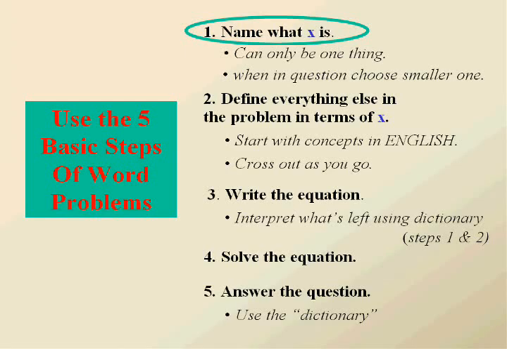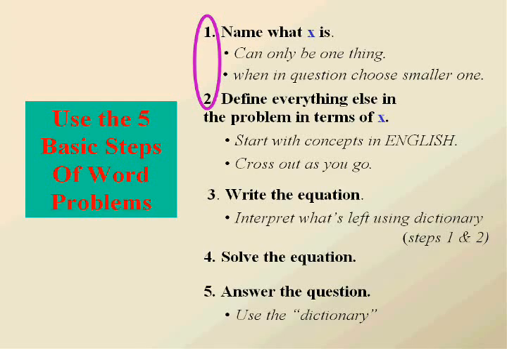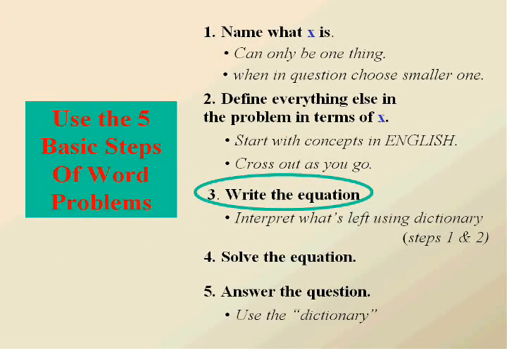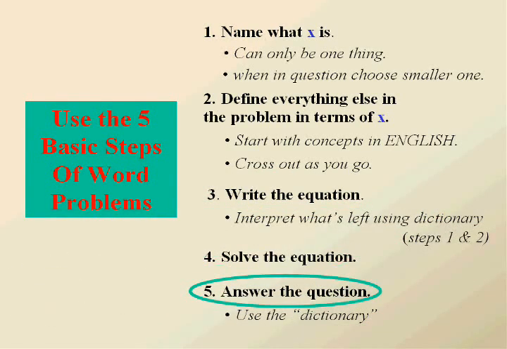Then once you've named what x is, define everything else in the problem in terms of x. Start with deciding what you want to interpret. In other words, start in English, and cross out as you go. All of those are going to add up to what we call the Math to English Dictionary. And once they're gone, what's left is the equation. Interpret what's left from your Math to English Dictionary. Then we'll solve the equation and answer the question.